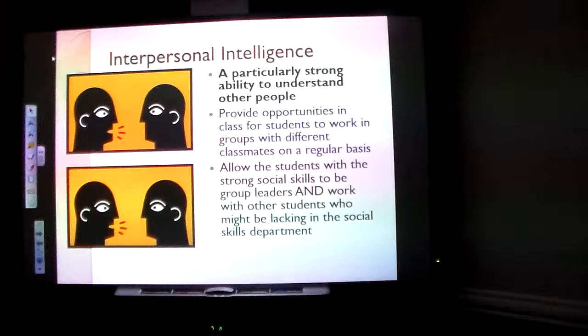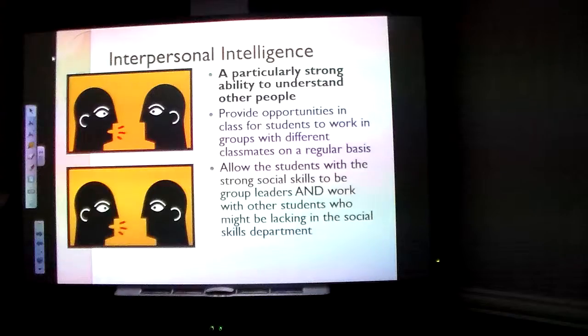So interpersonal intelligence, this is the idea to understand other people. You can do this with different classmates on a regular basis. You can have students sit in groups. When evaluating teachers, see if the teachers are actually doing group work. We know as adult learners that we're going to have times when we sit down and we discuss things in groups. But it's also important too that we expect our students to do it as well.